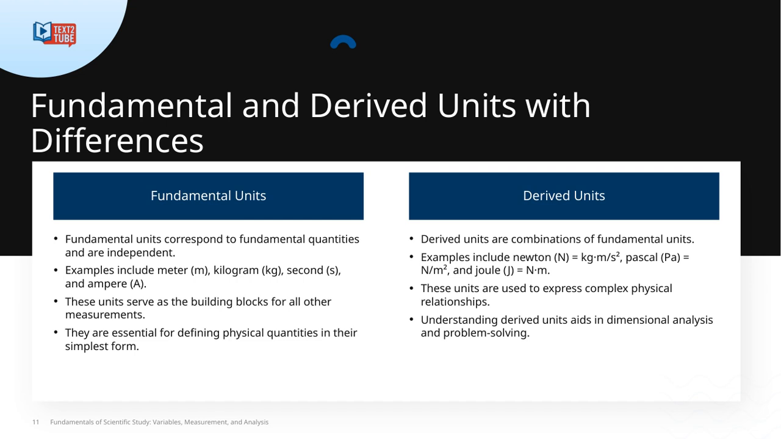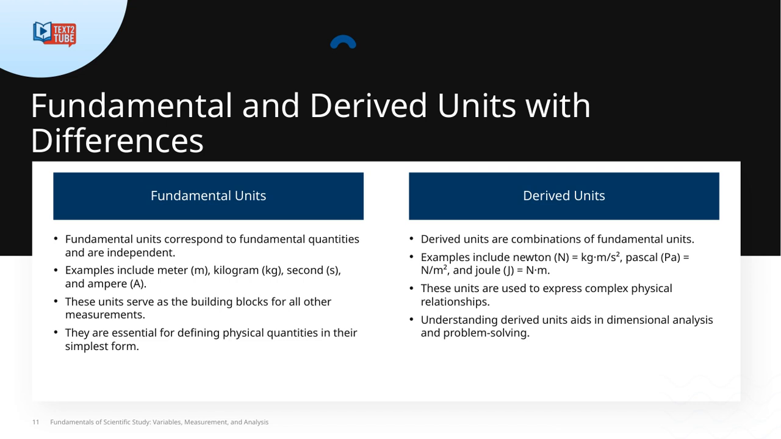These units are the building blocks for all other measurements we perform in science. They are essential because they help us define physical quantities in their simplest form, making our measurements precise and consistent. Now, moving on to the difference between fundamental and derived units. Fundamental units, as we've discussed, are the basic units based on fundamental quantities. Derived units, on the other hand, are combinations of these fundamental units.